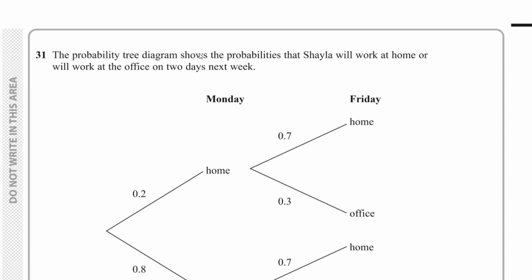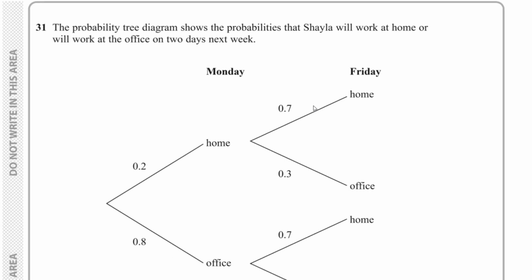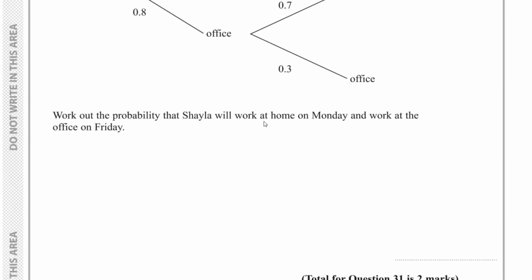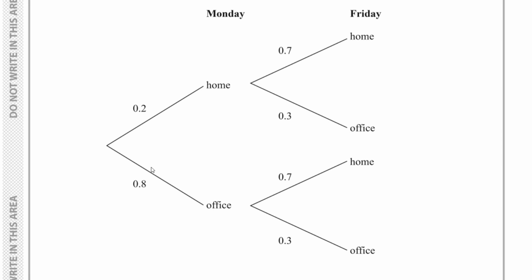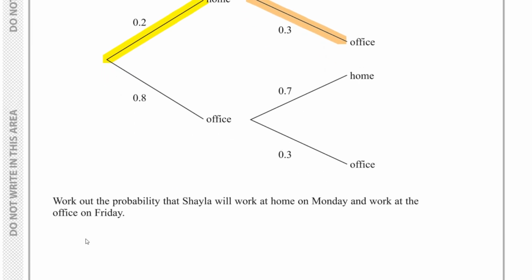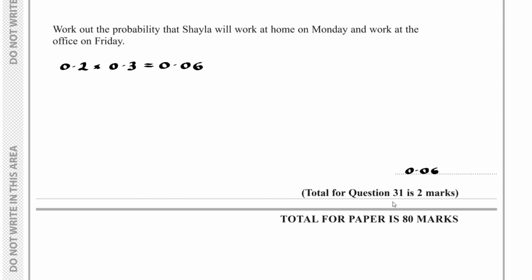Question number 31, the probability tree diagram shows the probabilities that Shayla will work at home or will work at the office on 2 days next week. As we see here, we have to work out the probability that Shayla will work at home on Monday and work at the office on Friday. So what we have here is working at home on Monday, then on Friday she is in the office. So we need to multiply 0.2 times 0.3, so we get 0.06. So we've got 0.06.